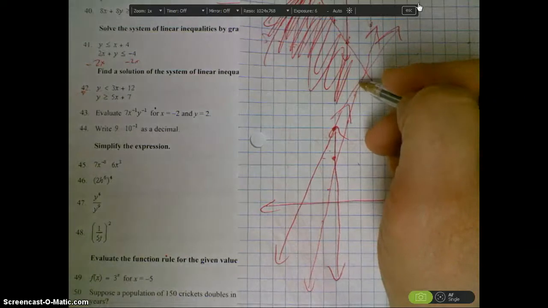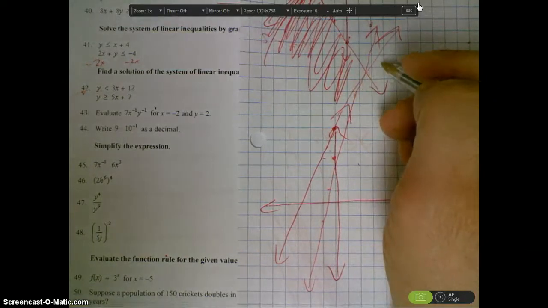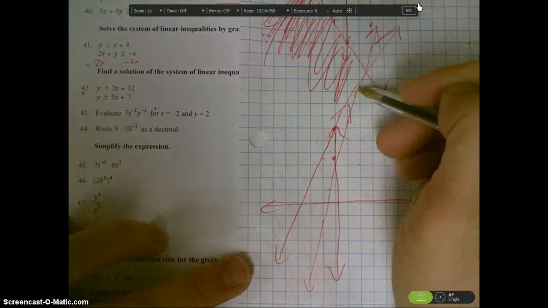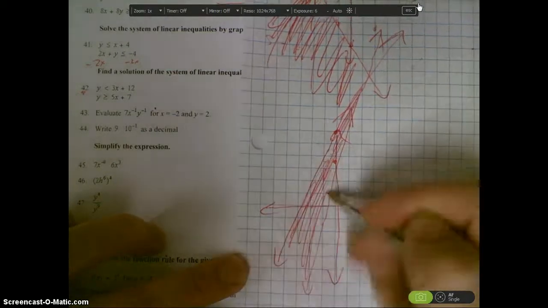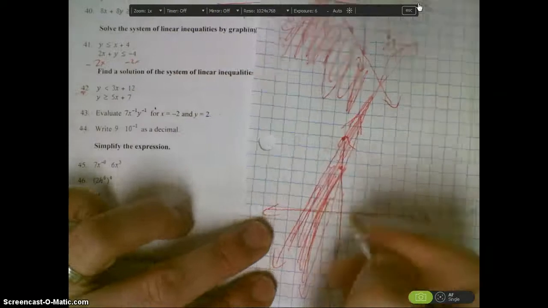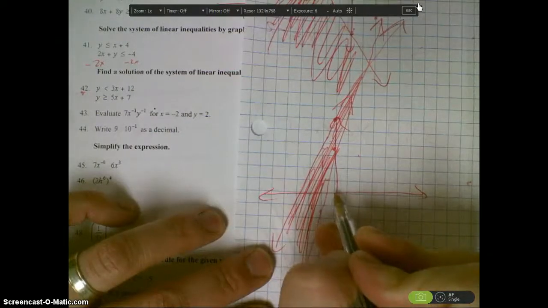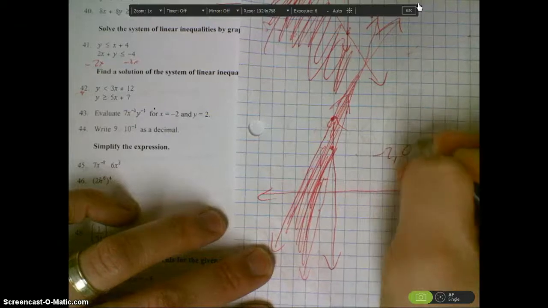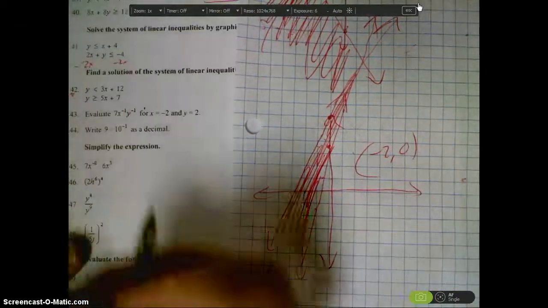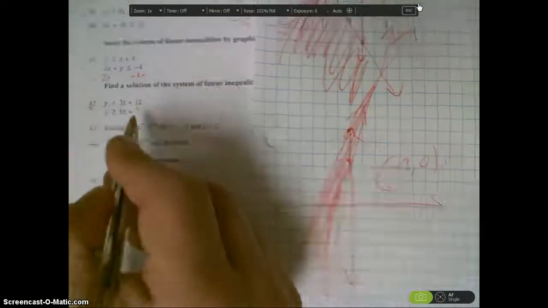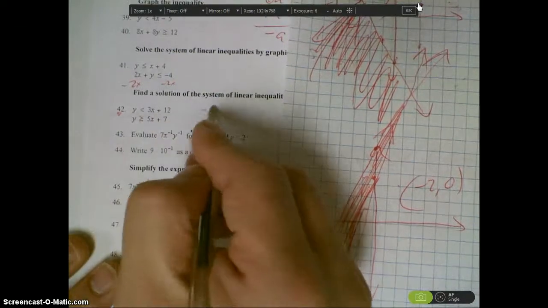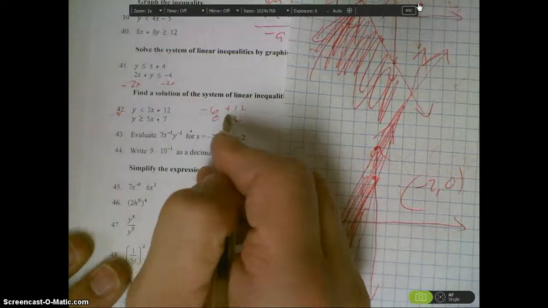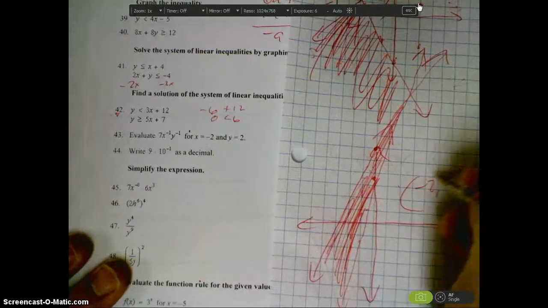So less than, and I'm having a hard time seeing this, so less than and above is this area right here, which is nice, so we'll pick one of these guys. One possible solution could be negative 2, 0 might be a possible solution. I can check to see if that's true. If I plug in negative 2 here, I get negative 6 plus 12 is 6, and then my y value, 0 is less than 6. That's true, so that checks out.